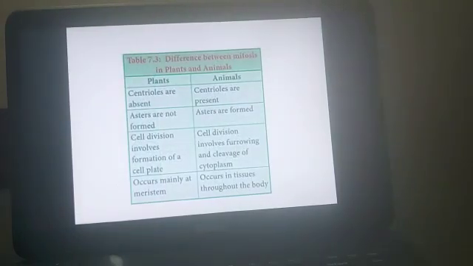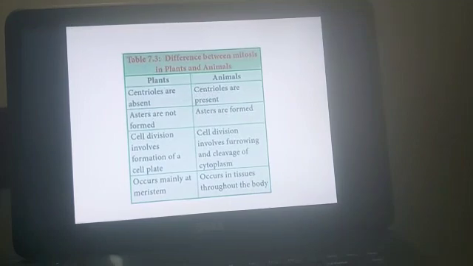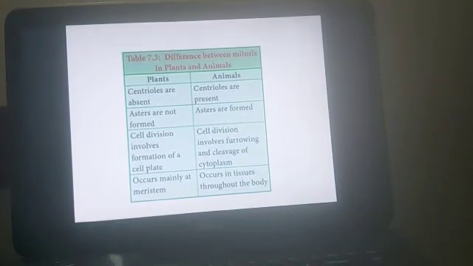So I have a table here. When you are asked to write the difference between the mitosis of animal cells and plant cells, you can note these points. The first is that plant cells do not have centrioles. Animal cells have centrioles. Asters are not formed in plant cells, whereas they are formed in animal cells. Cell division involves the formation of a cell plate in plant cells, and in animal cells, cell division involves furrowing or cleavage of the cytoplasm. One more point is that plant mitotic division occurs mainly at the meristem, the growing tips of plants, whereas in animal cells, it occurs in the tissues throughout the body.